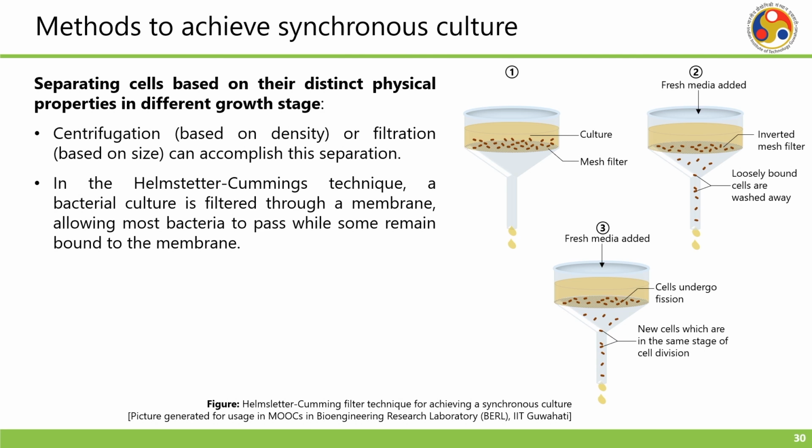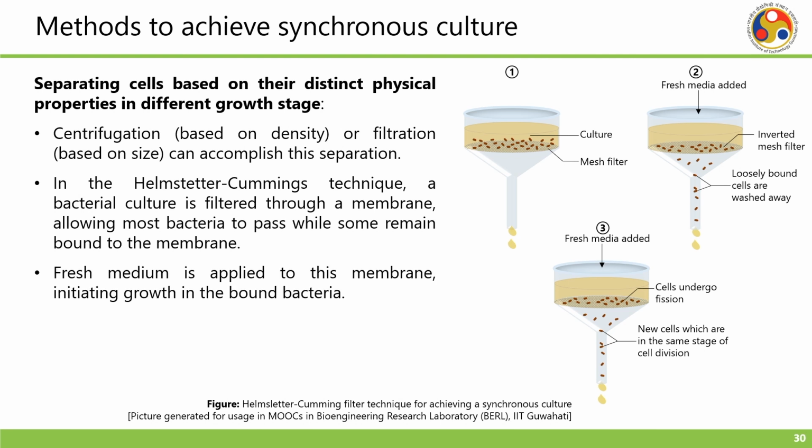In the Helmstetter-Cummings technique, a bacterial culture is filtered through a membrane, as you can see in this figure, steps 1 to 3, allowing most bacteria to pass while some remain bound to the membrane. Fresh medium is applied to this membrane, initiating growth in the bound bacteria, as you can see in step 2. Then this membrane is inverted, so the loosely bound cells are washed away.